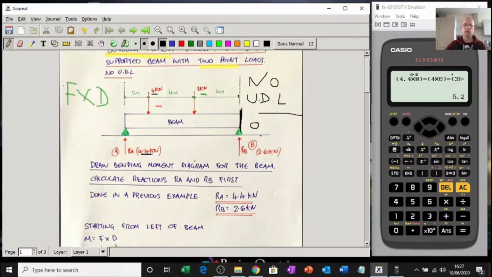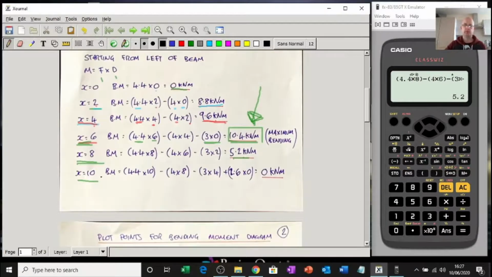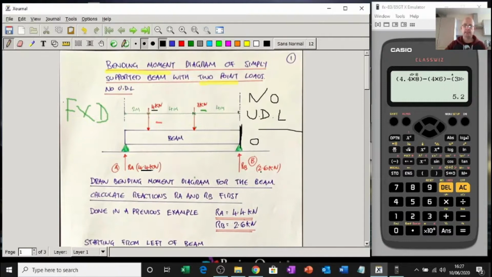Hopefully it comes to 0. So x equals 10, 4.4 times by 10, 2, 4, 6, 8, 10. 4 times by 8, 2, 4, 6, 8, and then 3 times by 4, 0, 2, 4. There's the 2.6, which is this.